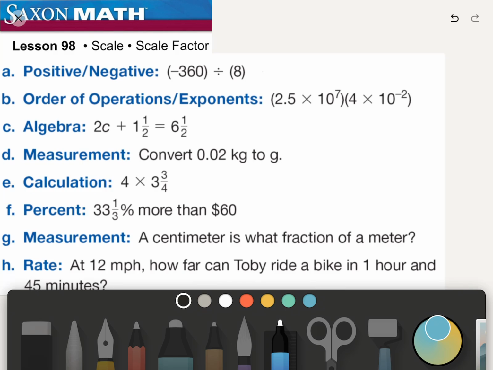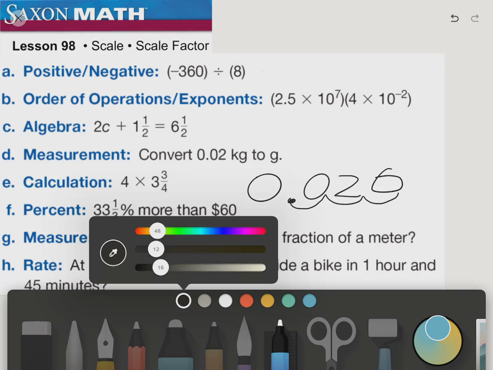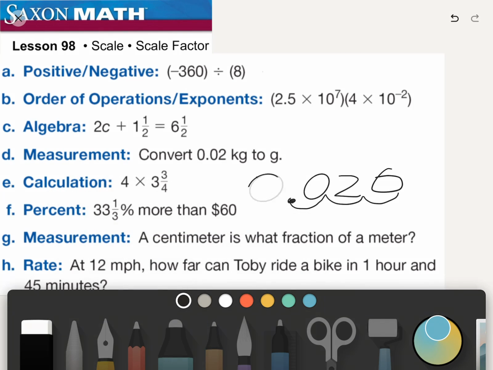Measurement. So we're talking 2/100ths of a kilogram, but there are always 1,000 units in a kilo. So we can just multiply this by 1,000 and go boinky. 1, 2, 3. Getting us 20 grams.